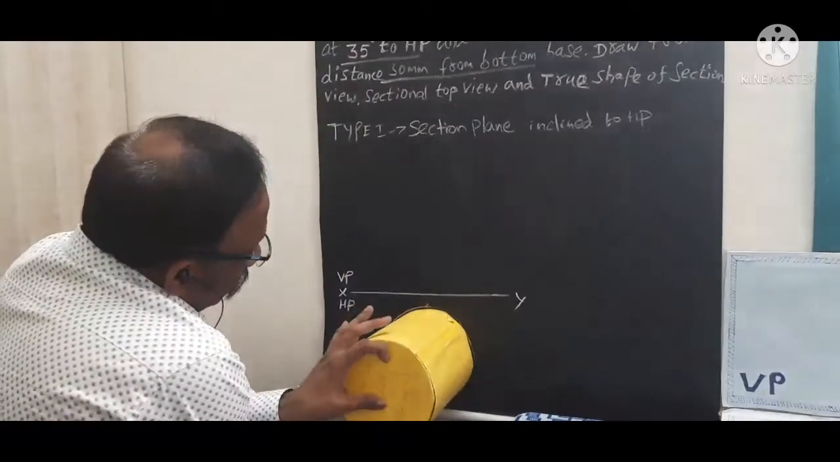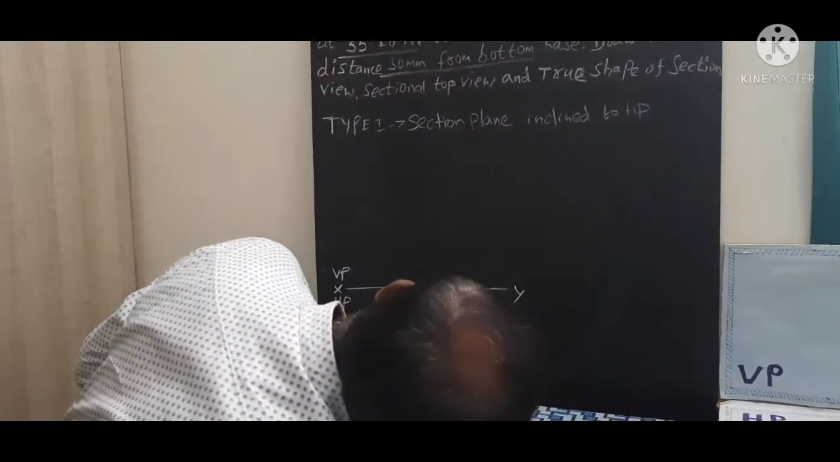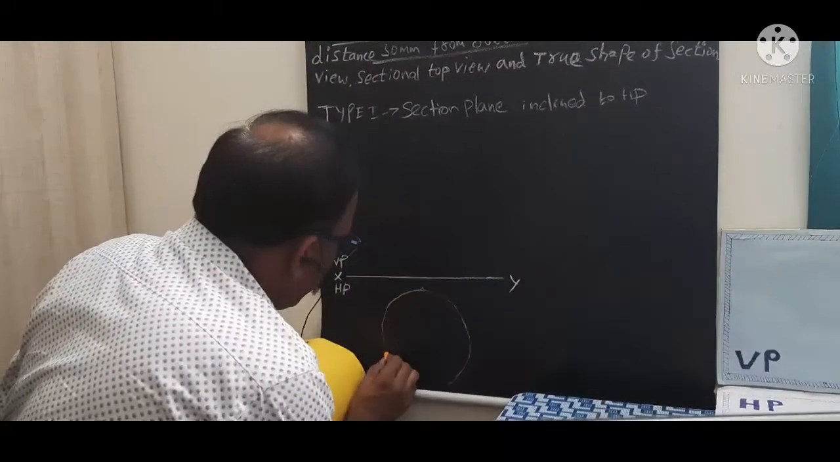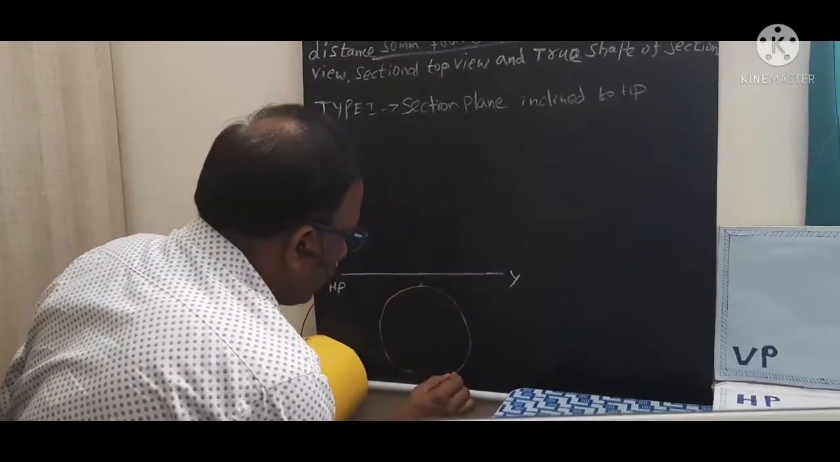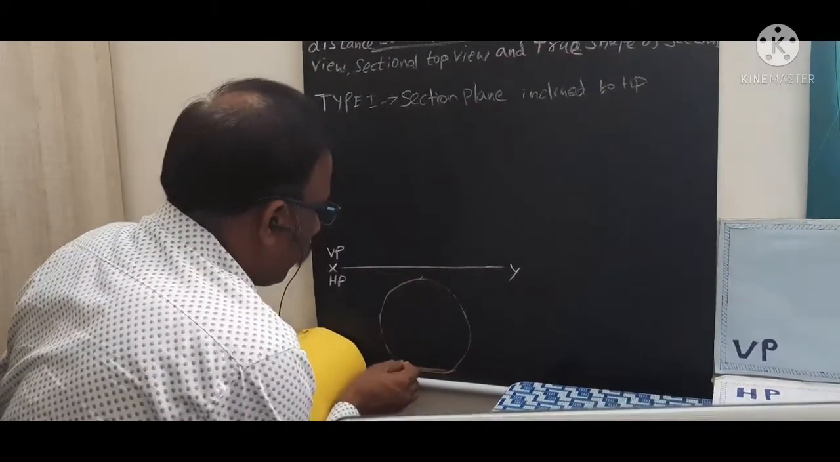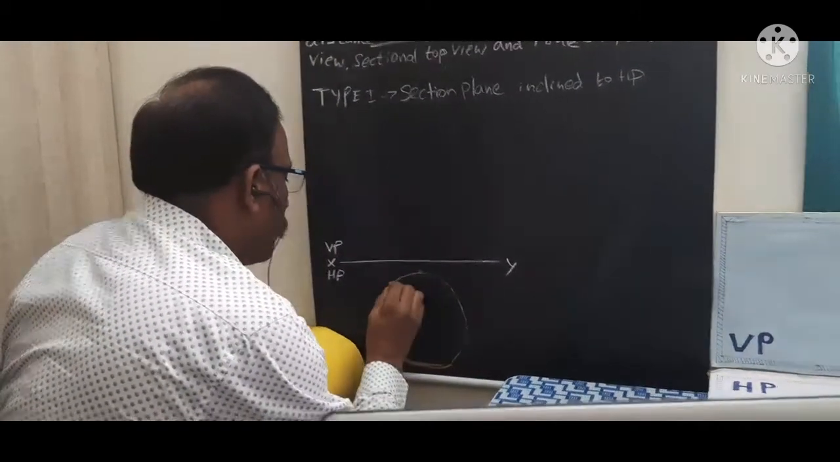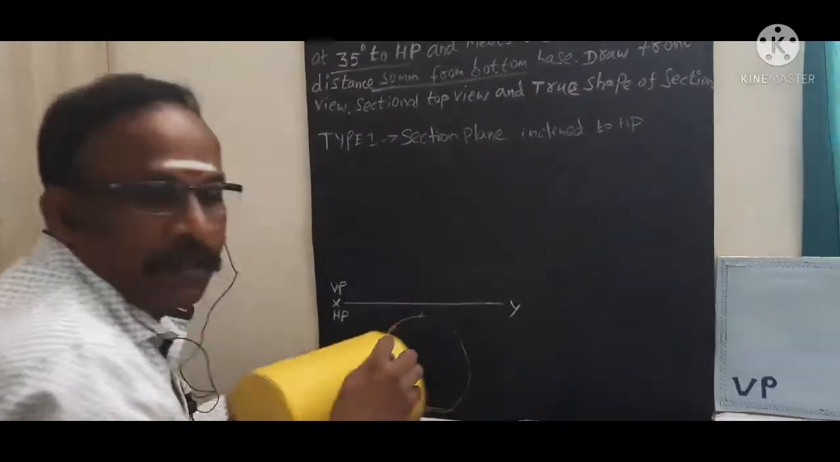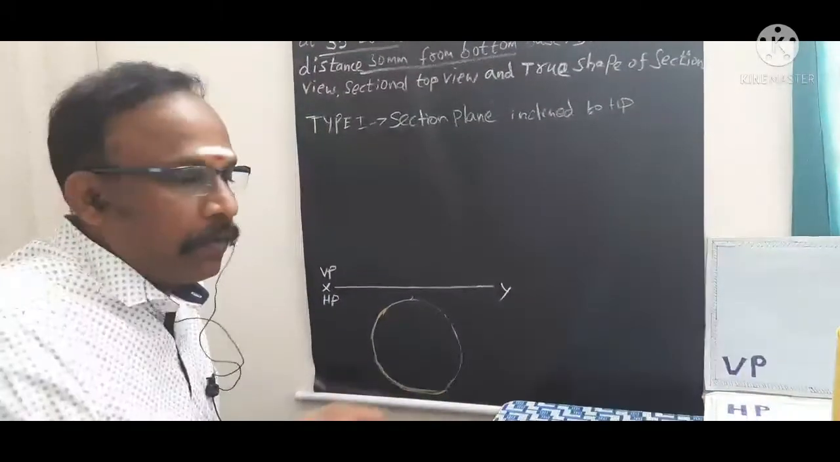Then you can place it on this drawing sheet. Then you need to complete your top view. So this is the way we need to complete your first step, that means the top view of your cylinder. Now the top view we have completed.